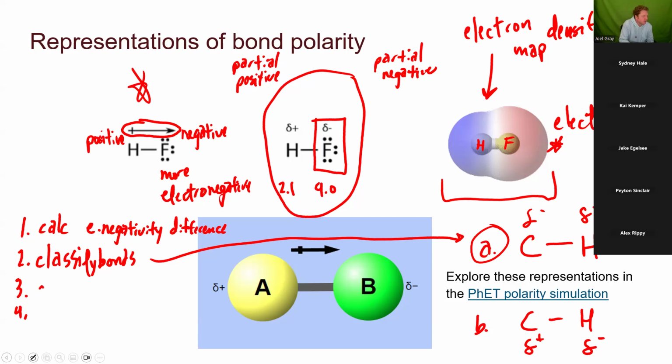So there's a couple of different ways that you can see this. Classify the bonds, apply daggers. Sounds like you're getting a skill set of fighting or something like that. Apply daggers, that's a G. Then apply sigmas. And then last but not least would be correct density map.